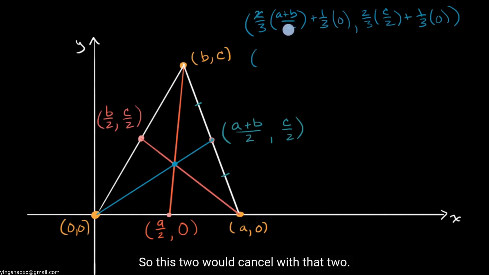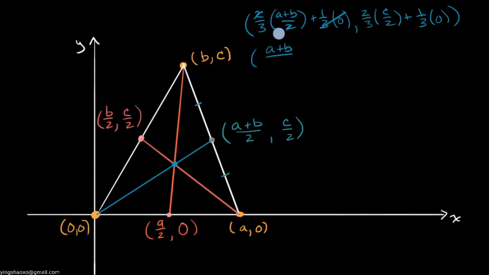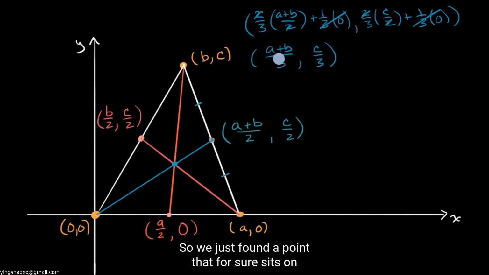So this 2 would cancel with that 2, and this is 0, so we would get a plus b over 3 for the x-coordinate. And for the y-coordinate, this is 0. That 2 cancels with that 2, and we get c over 3. So we just found a point that for sure sits on this blue median.